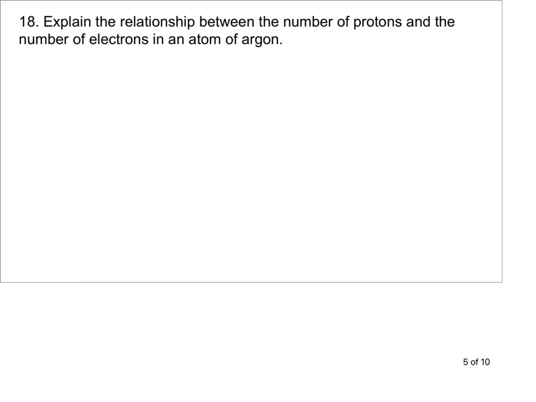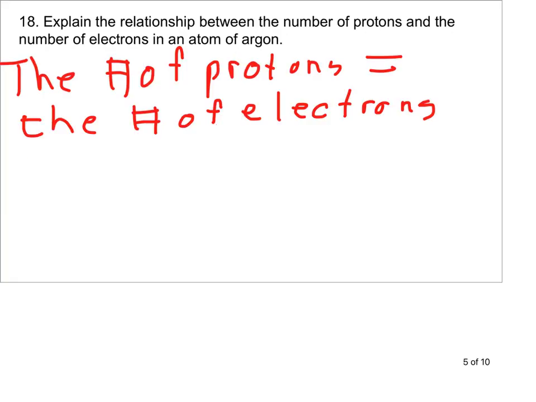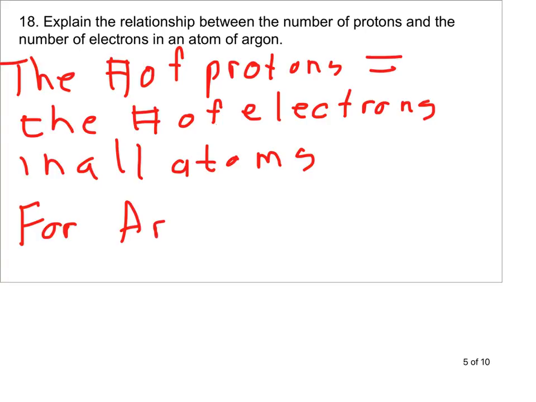Number 18, explain the relationship between the number of protons and the number of electrons in an atom of argon. The number of protons equals the number of electrons in all atoms. For argon, there are 18 protons and 18 electrons.